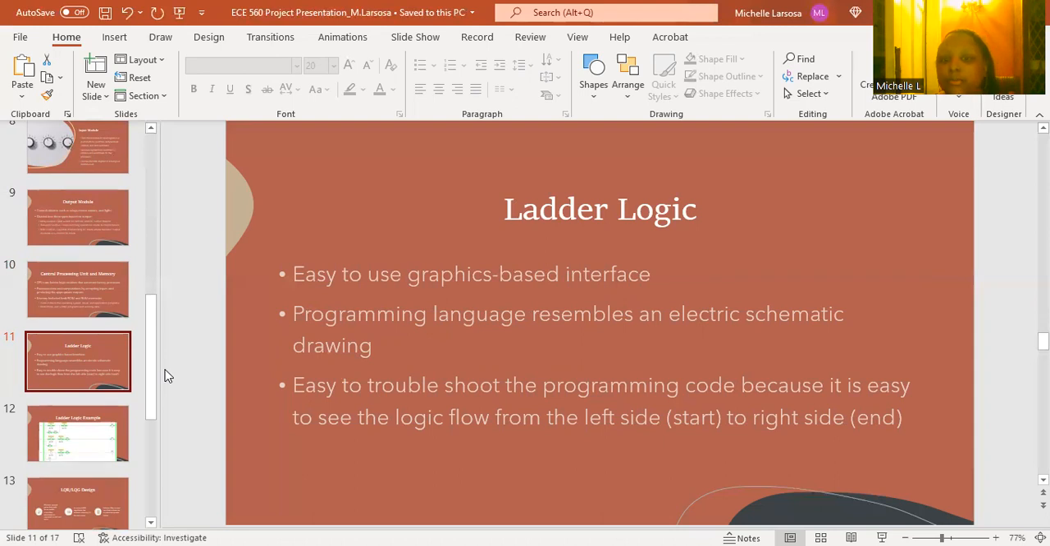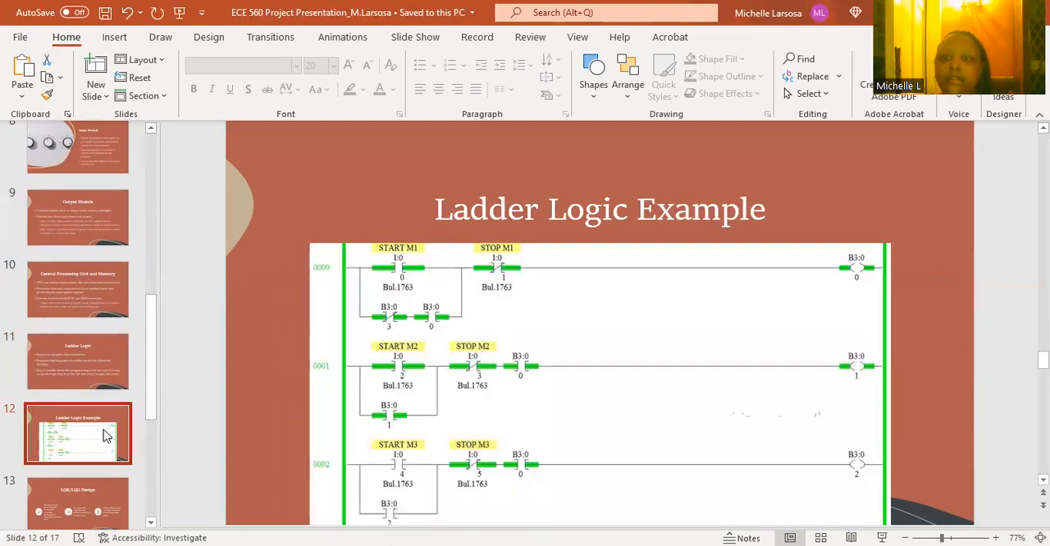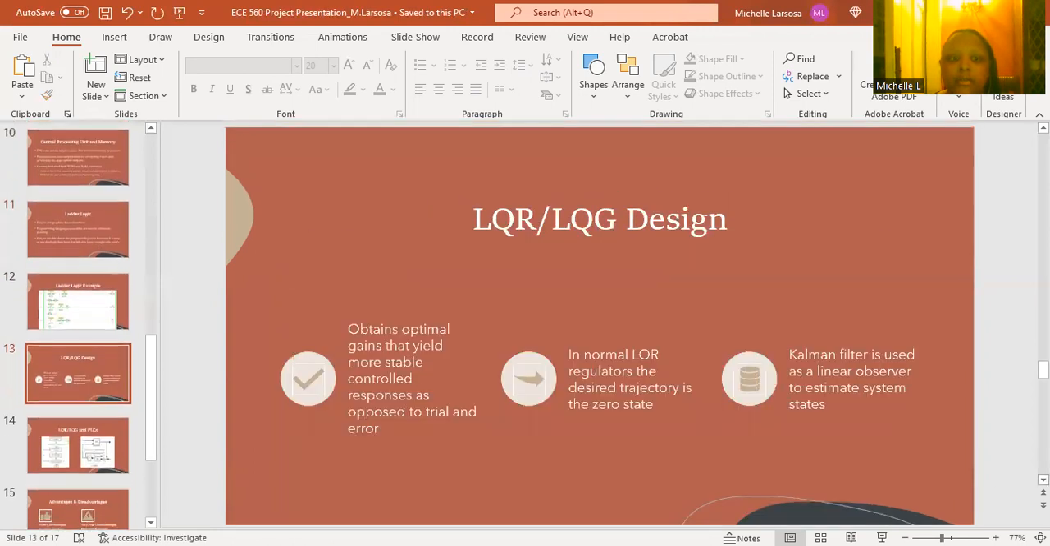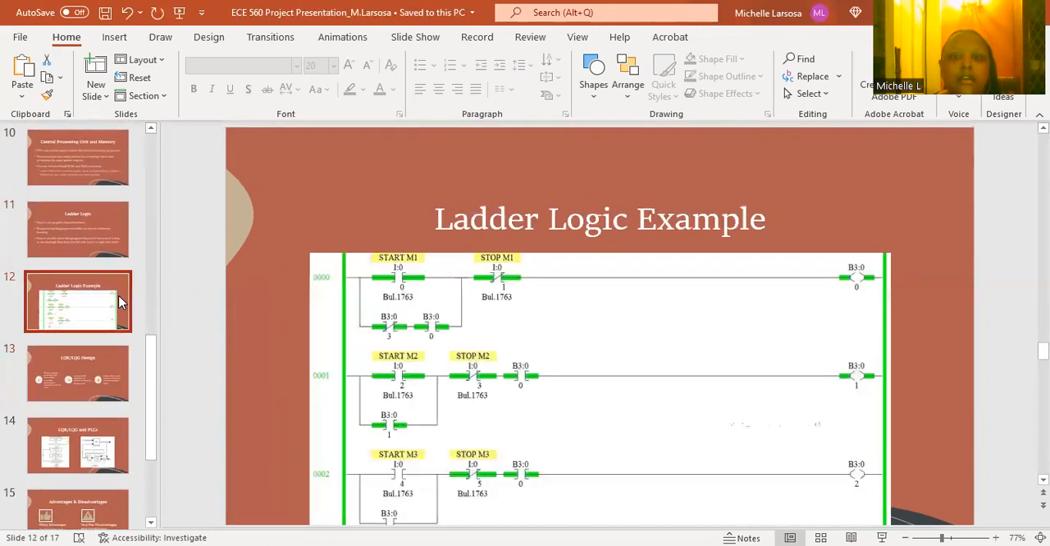It is easy to troubleshoot the programming code in ladder logic because it's easy to see the logic flow from the left side over to the right side. And in the next slide, we have an example of ladder logic. Here we have a motor starter relay, and I'll go back.